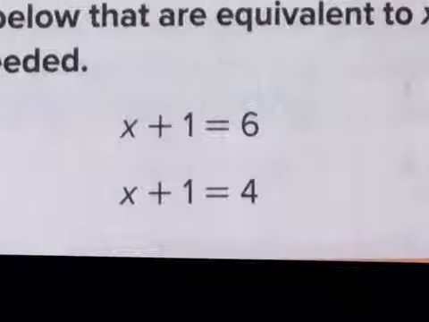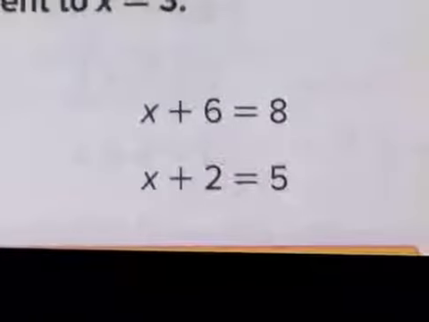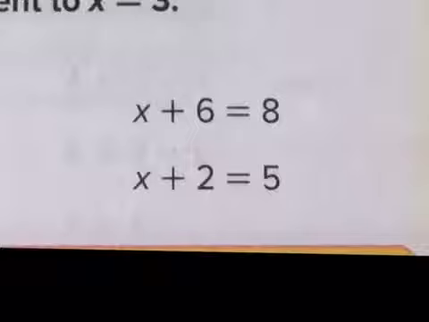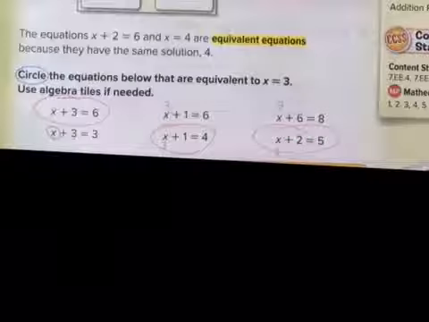Okay, moving on. Let's see. x plus 1, so this would be 3 plus 1 is 4, no. And over here, 3 plus 1 is 4, yes. Right? Replacing all the variables with 3. And again, if I write a 3 here, 3 plus 6 is 9, so no. And then 3 plus 2 is 5, that one makes sense. So that's what you should have.